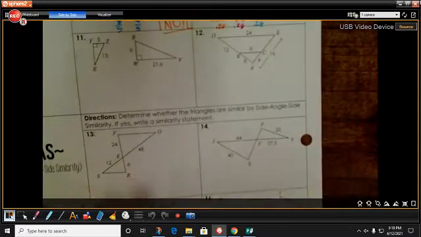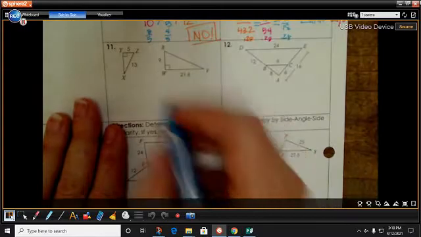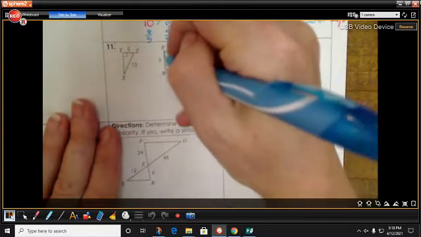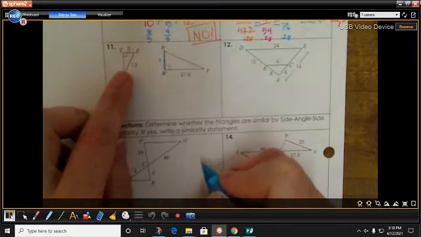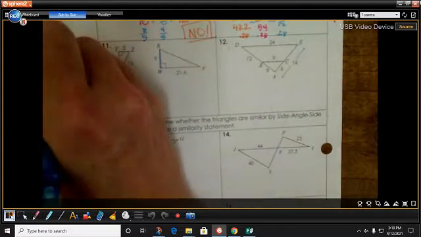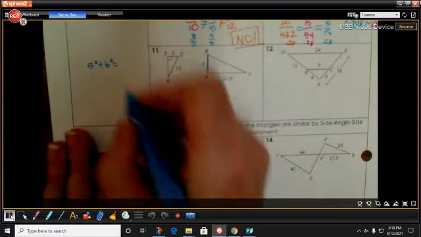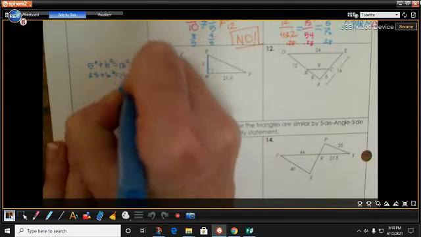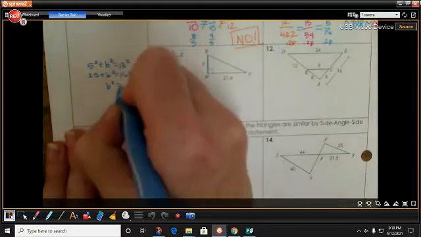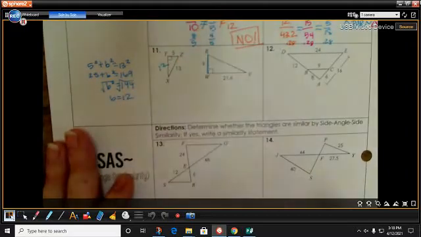Number 11, looking to set up my sides. Aha, I have right angles. That makes it easier to find which parts are corresponding. Coming off my right angle, I have a small side and a big side. And so using my Pythagorean theorem, I can figure out that 5 squared plus b squared equals 13 squared. So 25 plus b squared equals 169. So b squared is 144, and b is 12. So I know that this side is 12.